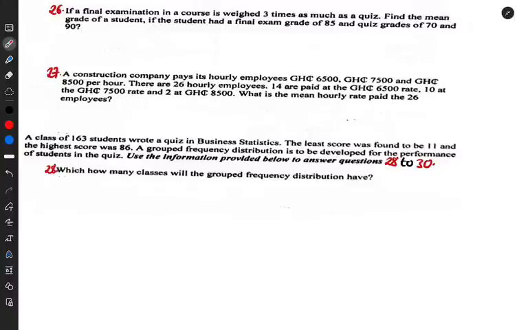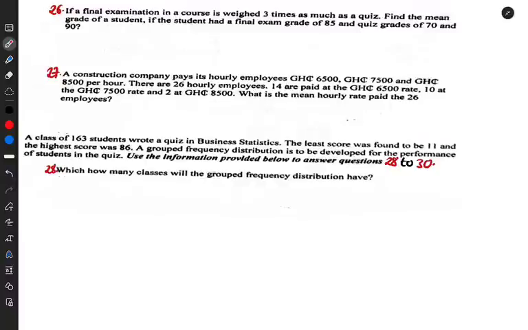So, you're going to begin from question number 26 to 50. Starting from question 26. If a final examination in a course is weighed 3 times as much as a quiz, find the mean grade of a student if the student had a final examination grade of 85 and a quiz grade of 70 and 90.